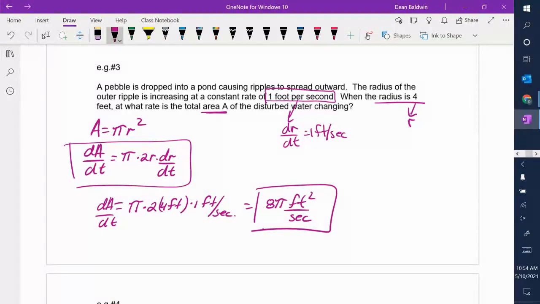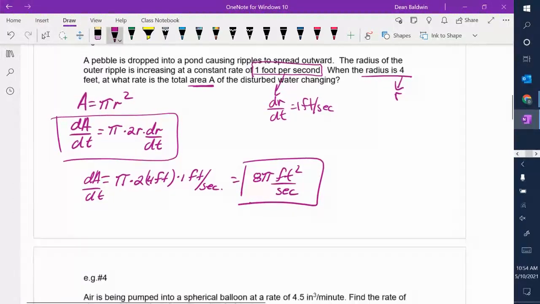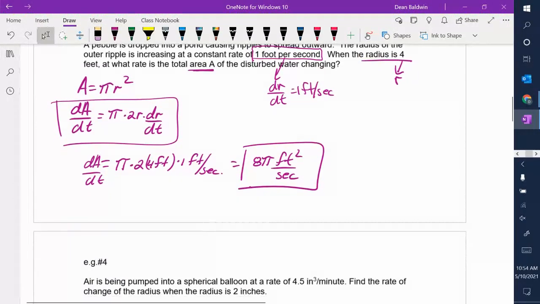What are the units for area? Something squared, right? Because it's length times width, or pi r squared, or whatever. We have our feet squared, so we know that it's right. And it's feet squared per second because it's how fast the area is changing per unit of time. All right. Is that okay?